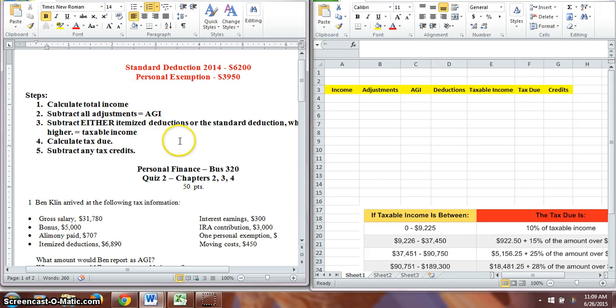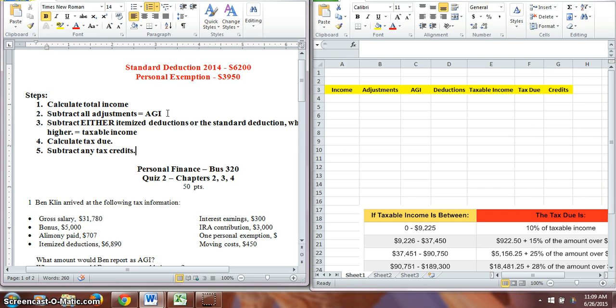Next, just for memory, I like to put down the steps to complete a tax return. The first step is to calculate total income. The second is to subtract all the adjustments. Adjustments would be items like student loan interest expense, tuition and fees, IRA contributions, or maybe moving expenses. When you subtract all those adjustments, your answer will be AGI, or adjusted gross income.